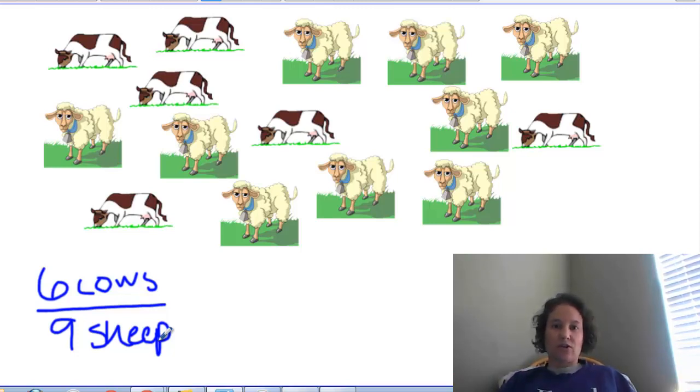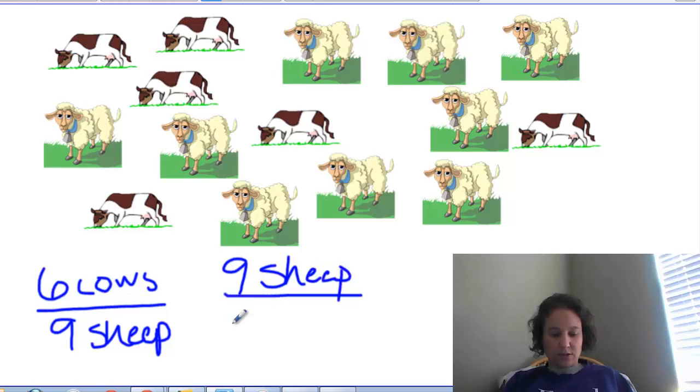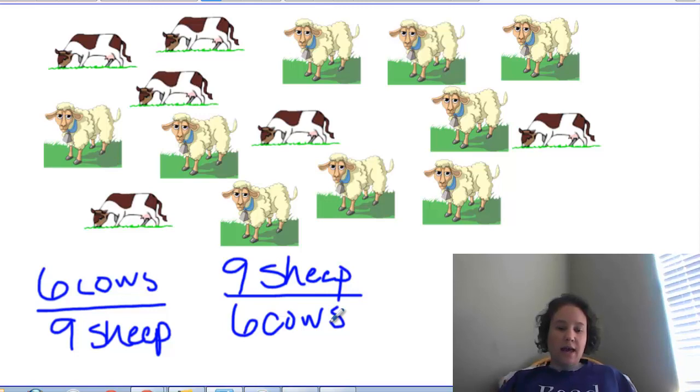I can't just flip a fraction over and have it be basically equal to the same thing, but with ratios you can do that. So another ratio that I could write that would be comparing the same quantities would be 9 sheep to 6 cows. Both of those ratios that I wrote there are comparing part of the animals that are in the field to the other part of the animals that are in the field. Cows and sheep are the two parts.